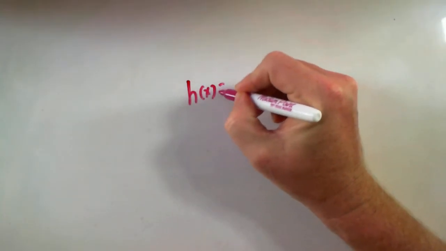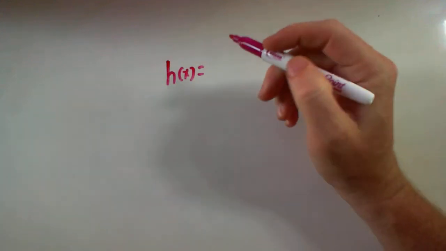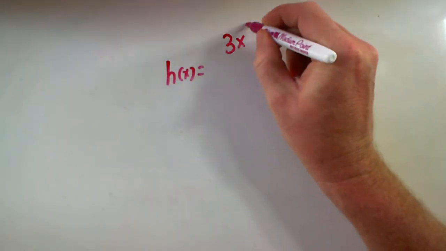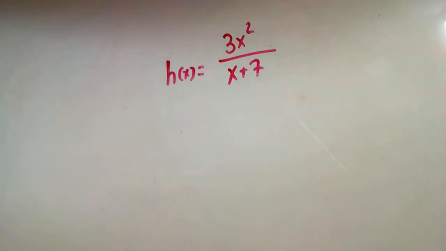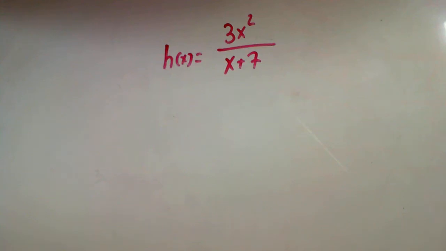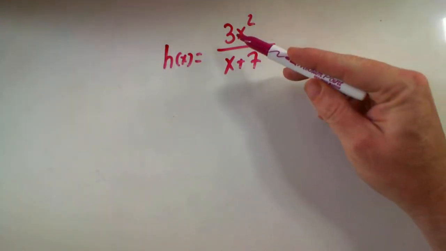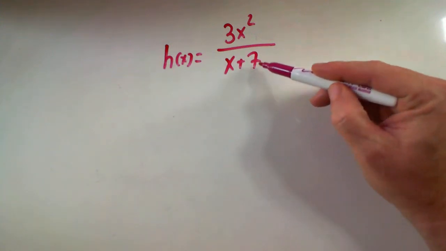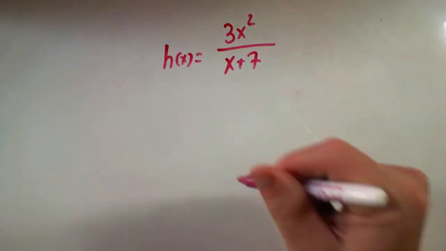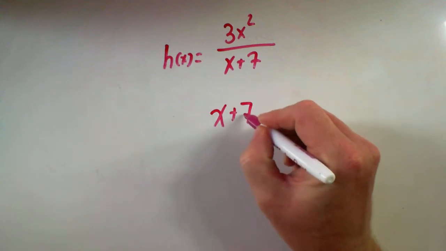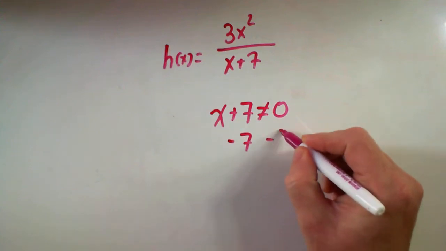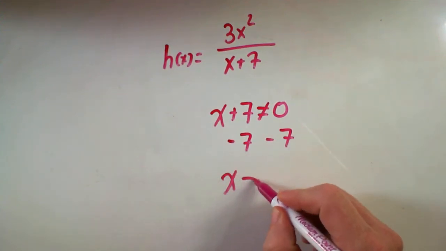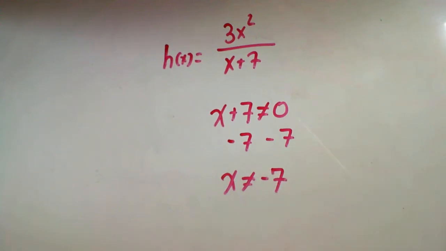So our next problem, we have h of x, and notice we're using all kinds of different letters for our functions, not just f's. We've got 3x squared over x plus 7. Starting with all real numbers, the numerator is not relevant, it has no radicals. All that we have is this x plus 7 in the denominator. So we have x plus 7 cannot equal 0. We will subtract 7 from both sides, and x cannot equal negative 7.